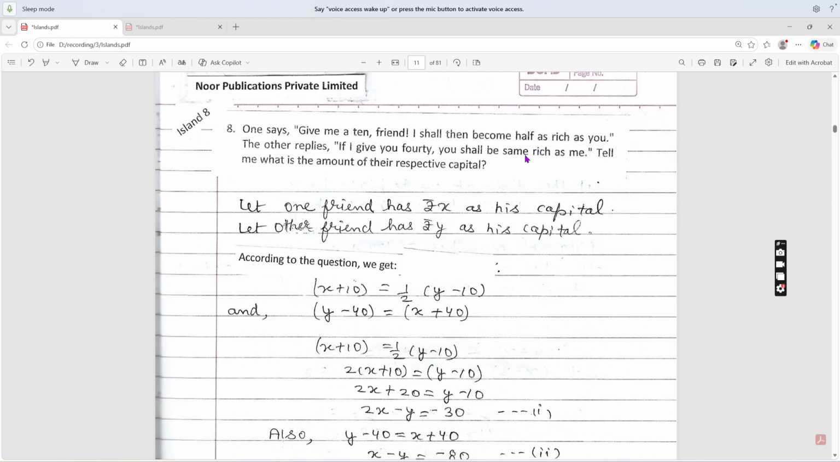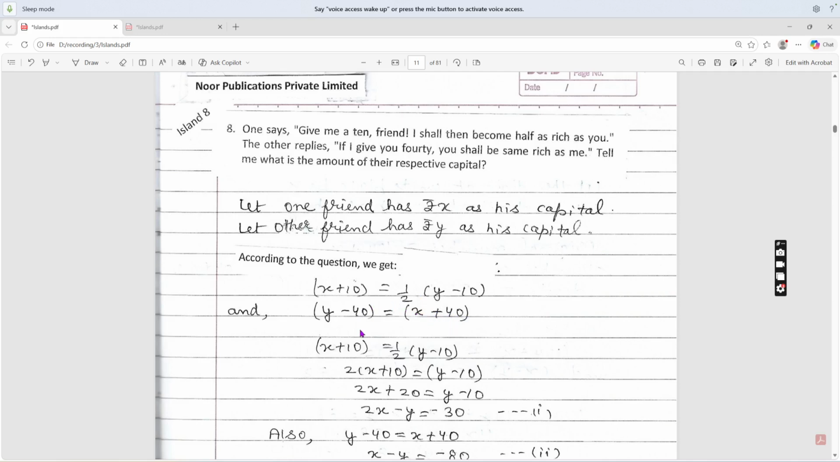It will be the same. Same means 1:1 is the ratio. Then it would be the same, x plus 40. Why is it x plus 40? Because here, if I give you 40, the other will lose 40. So what will be the new capital of the other? That will be y minus 40, because the original capital of the other friend was y. Now after sacrificing 40 in favor of the first friend, his new capital would be y minus 40, and the first friend will obtain plus 40, so it will be x plus 40.